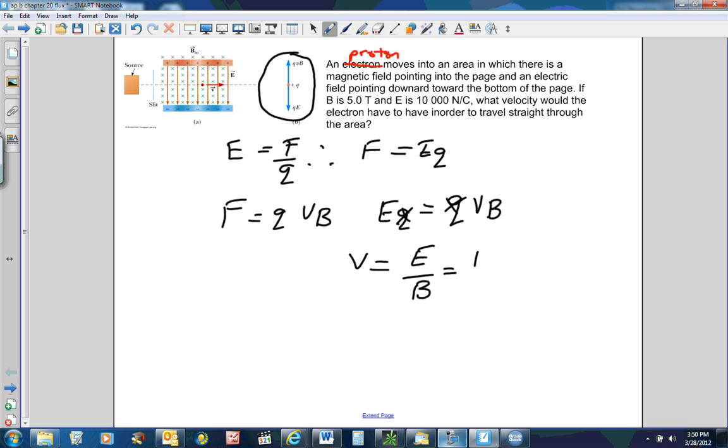And so what do we have here? We have 10,000 newtons per coulomb. That's the electric field, divided by 5.0 teslas, and that's going to give us a velocity of 2,000 meters per second.